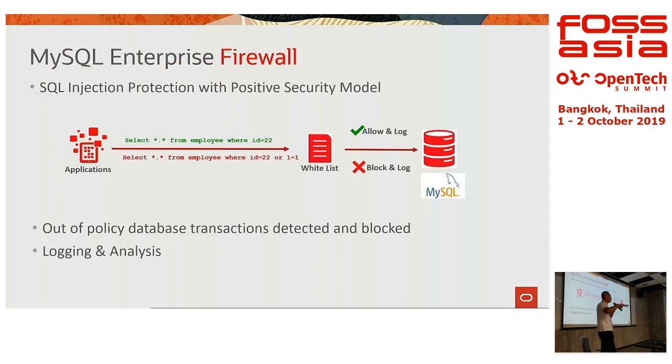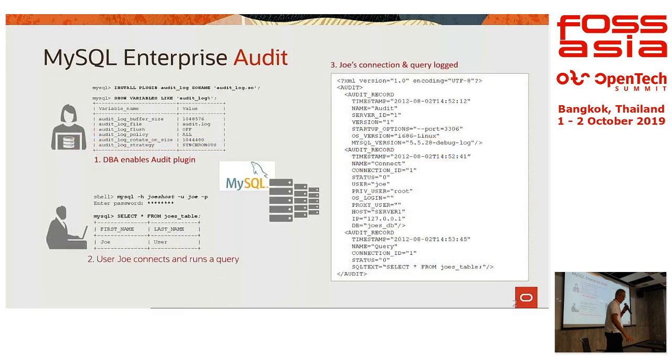Firewall, very important. Nowadays, we have a lot of hacking activities, and SQL injection is one of the popular ones. So if you have a firewall, you can block those SQL injection attempts to steal your data, right? Audit, you can enable to record activities of users accessing your database.